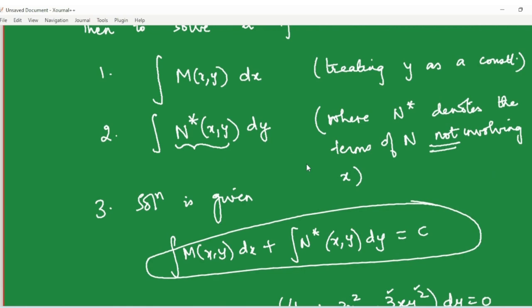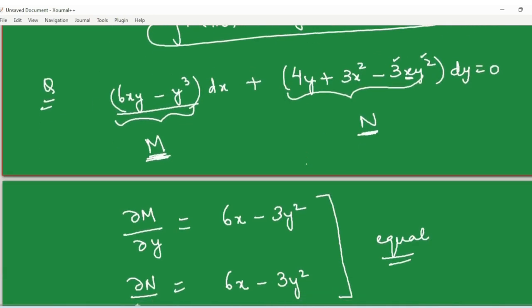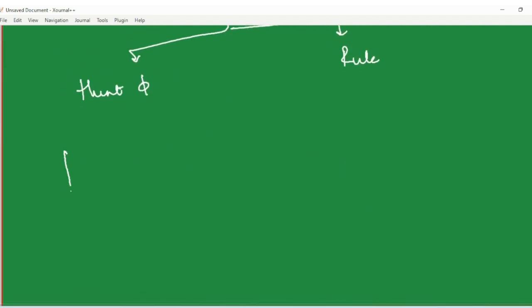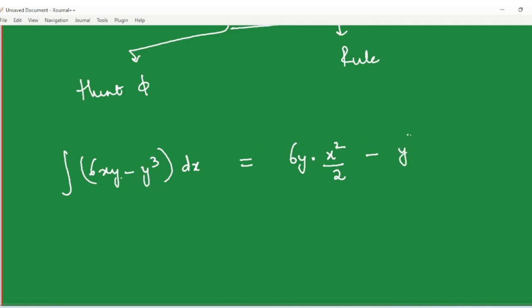The procedure says you integrate M with respect to x, treating y as a constant. So what is my M? M is 6xy minus y cube. So I am to integrate 6xy minus y cube with respect to x, treating y as a constant. So 6y is a constant, and the integral is x square by 2. Now y cubed is like a constant, so this term also gives me a constant times x. So that's the integral of M with respect to x, treating y as a constant.